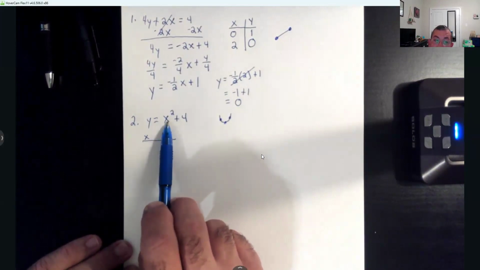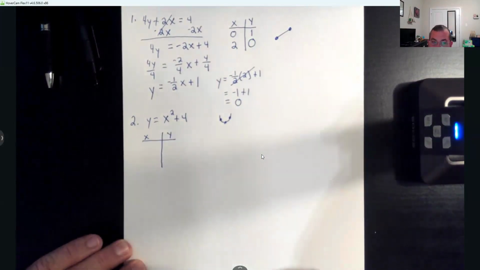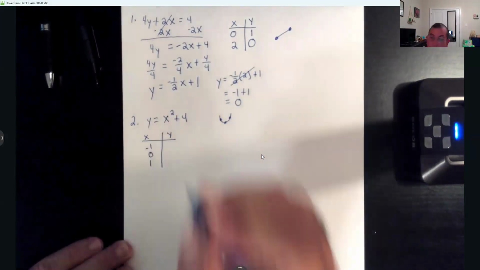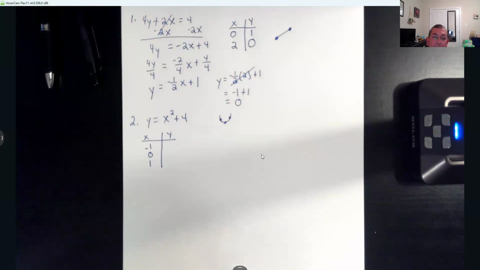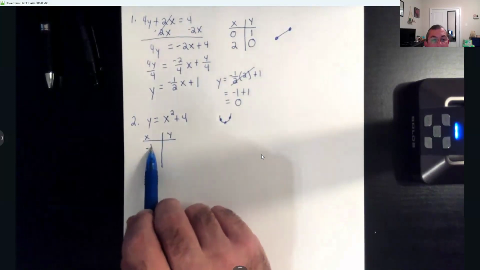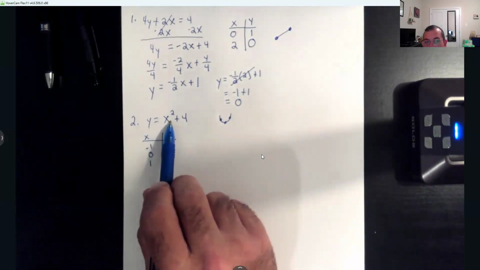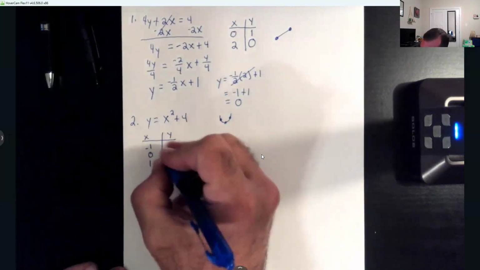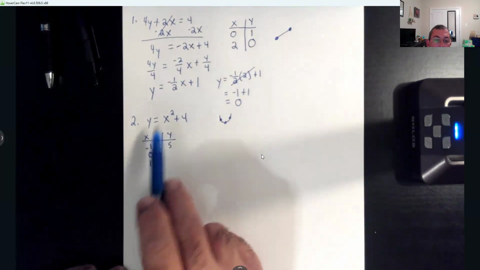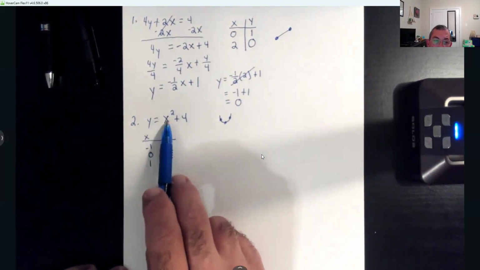Okay? So 0's easy, 1's easy, 2 is easy. Me, I actually use a -1, 0, and 1. Those are the three numbers, smallest numbers you can get when you square them, okay? So here, if you put a -1 in, -1 squared is 1, and 1 plus 4 gives you a 5. Remember, any number you squared becomes positive, okay? Whether it's negative or positive.